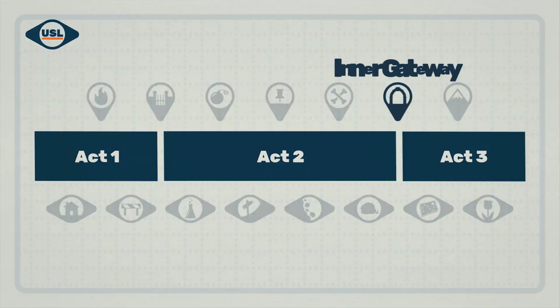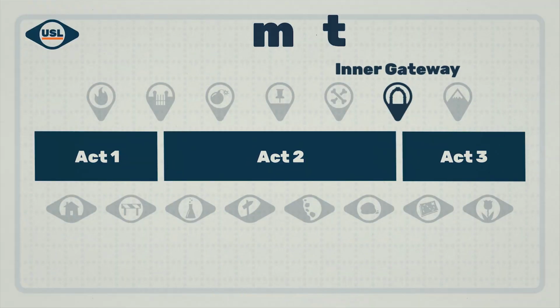The inner gateway is the 12th step of USL and is a moment, meaning it usually lasts one scene and one location. In fact, it usually lasts less than that and is often just the final shot of the last rock bottom scene.